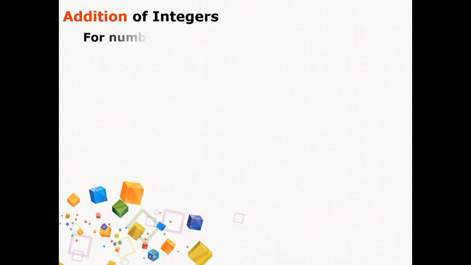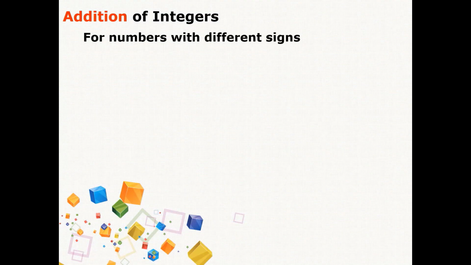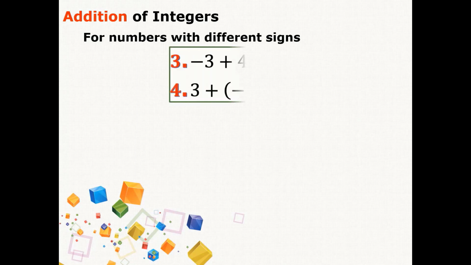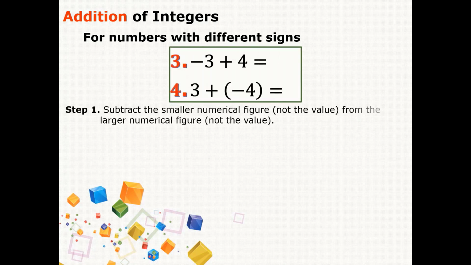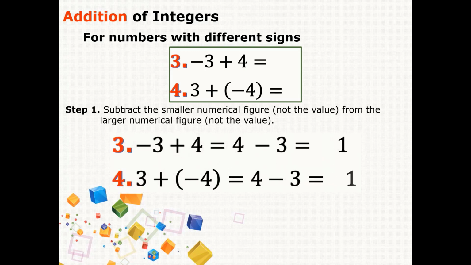If integers do not have the same sign, we follow this rule of signs. Instead of adding the numerical figures, we will subtract the smaller from the larger numerical figure, not the value, figure. 4 minus 3, we have 1.